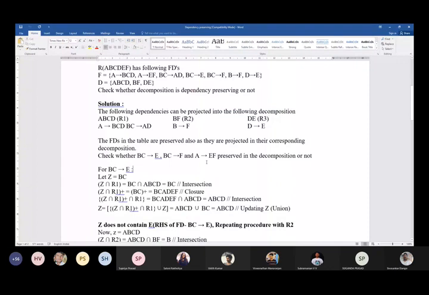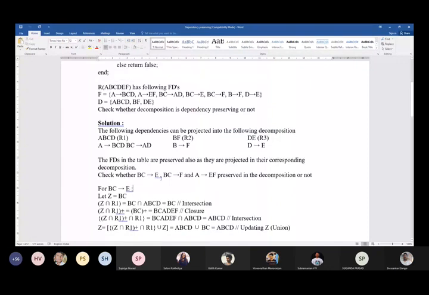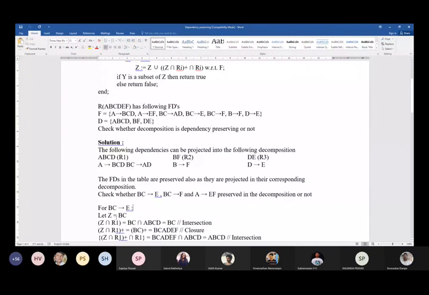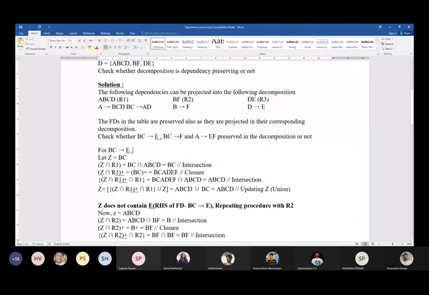For that we are going to use this formula, right? Initially the left hand side is stored in the variable Z. So Z is equal to BC. We are going to use this formula to calculate whether BC determines E is true: Z intersection Ri, closure, intersection Ri, union Z, right?